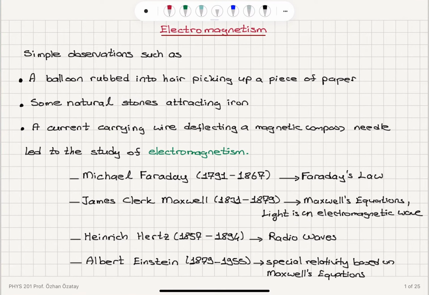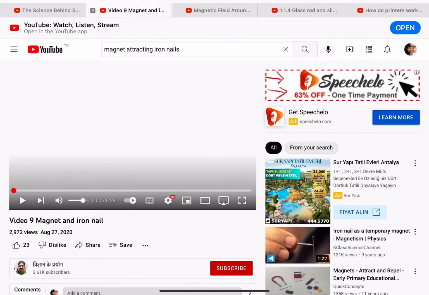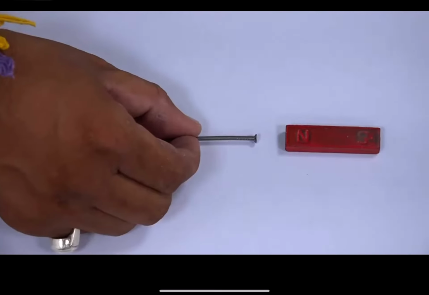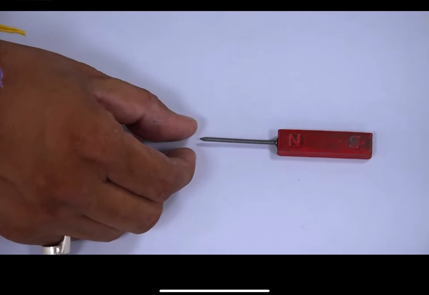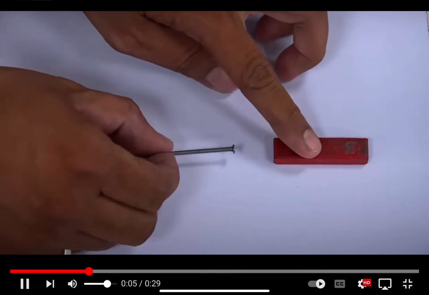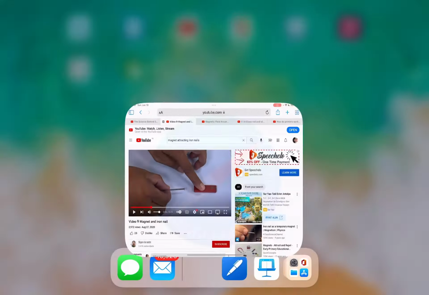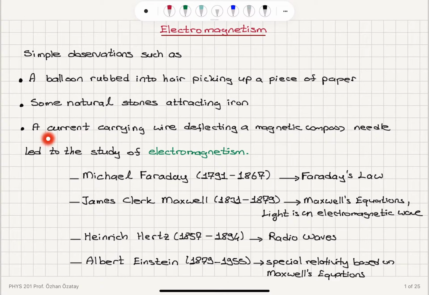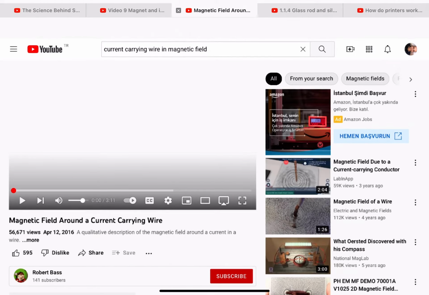And another observation is that some natural stones attract iron. So we have these magnets basically that attract iron. So let's see how that works. You can see an iron nail is attracted by a magnetic material. And a current carrying wire deflects a magnetic compass needle, which basically led to the study of electromagnetism. So let's see how that process works.